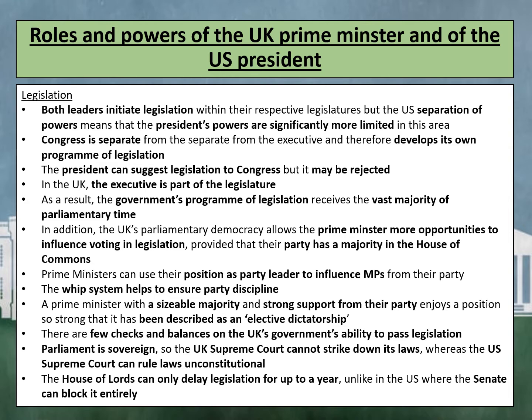A Prime Minister with a sizable majority and strong support from their party enjoys a position so strong that it has been described as an elective dictatorship. There are few checks and balances on the UK government's ability to pass legislation. Parliament is sovereign, so the UK Supreme Court cannot strike down its laws, whereas the US Supreme Court can rule laws as unconstitutional. The House of Lords can only delay legislation for up to a year, unlike in the US where the Senate can block it entirely.